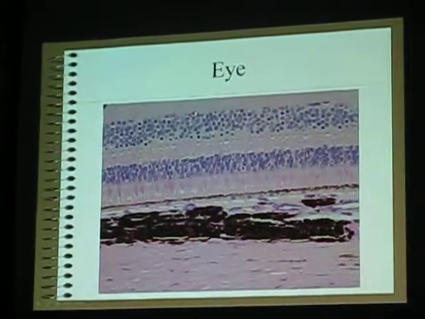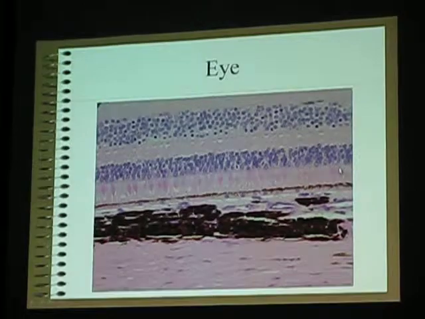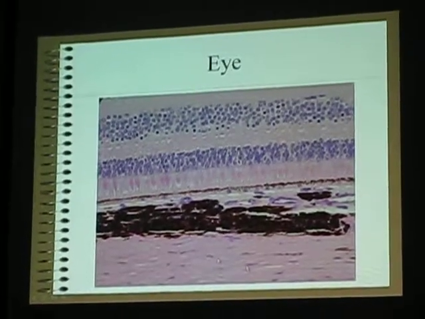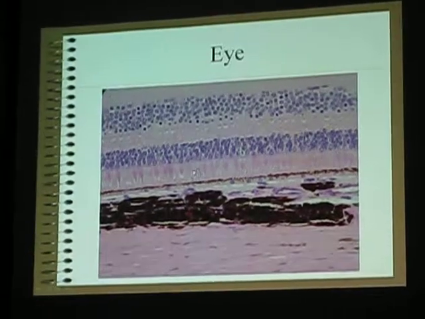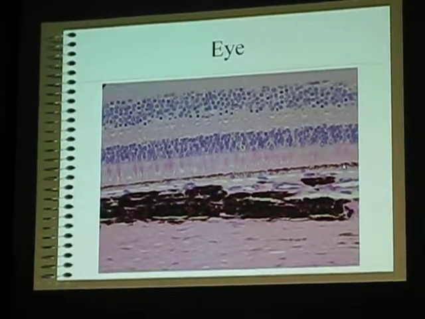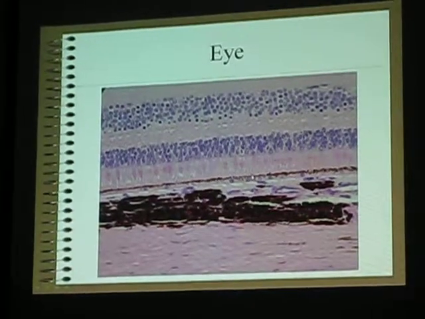Bipolar and ganglionic neurons. But this layer right here are the rods and cones. Now, down here is the choroid, and here's the sclera. Choroid is a thick layer of melanin. But if you notice, right under this layer that's rods and cones, there's a tiny thin layer of melanin. That's actually part of the retina.